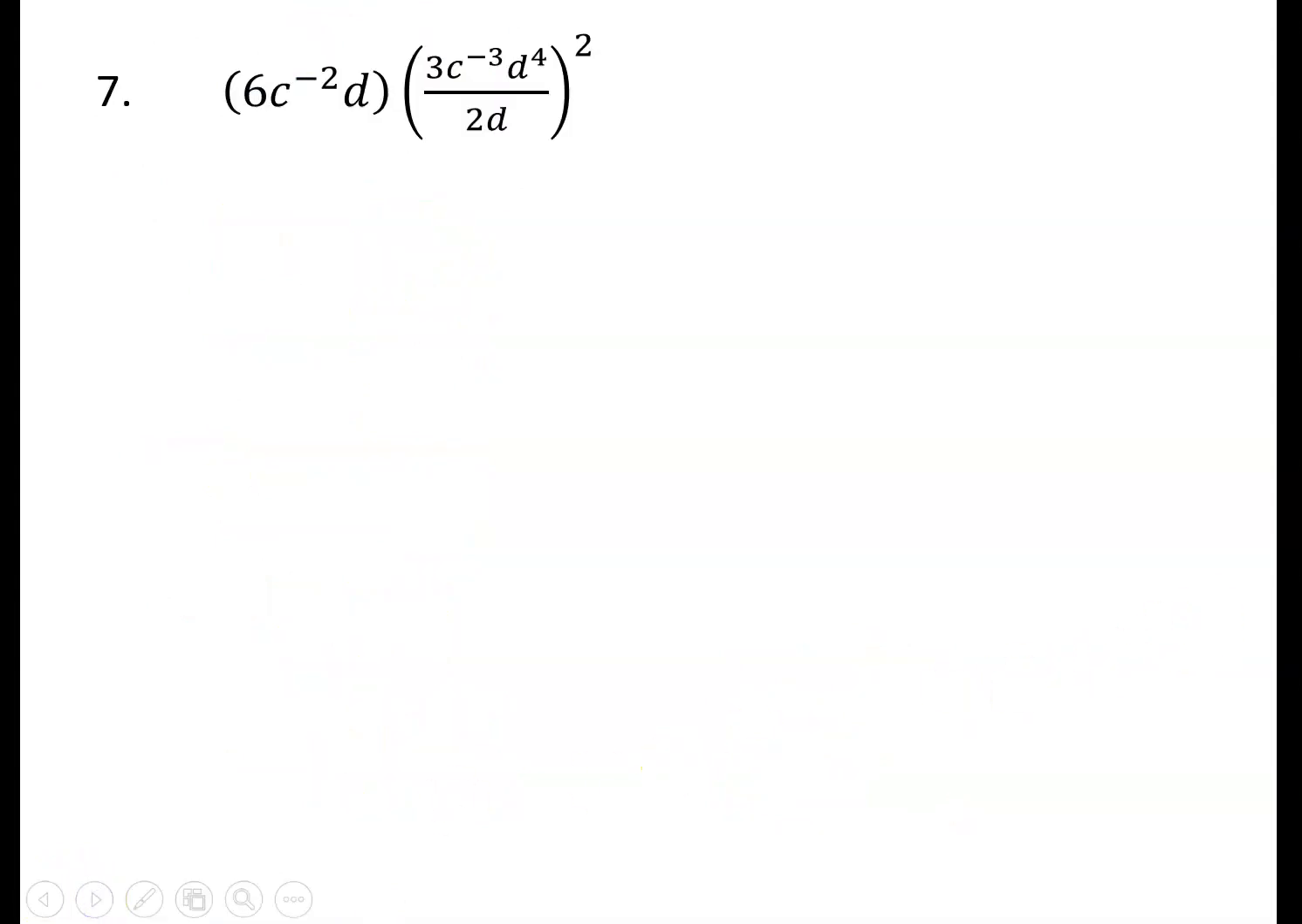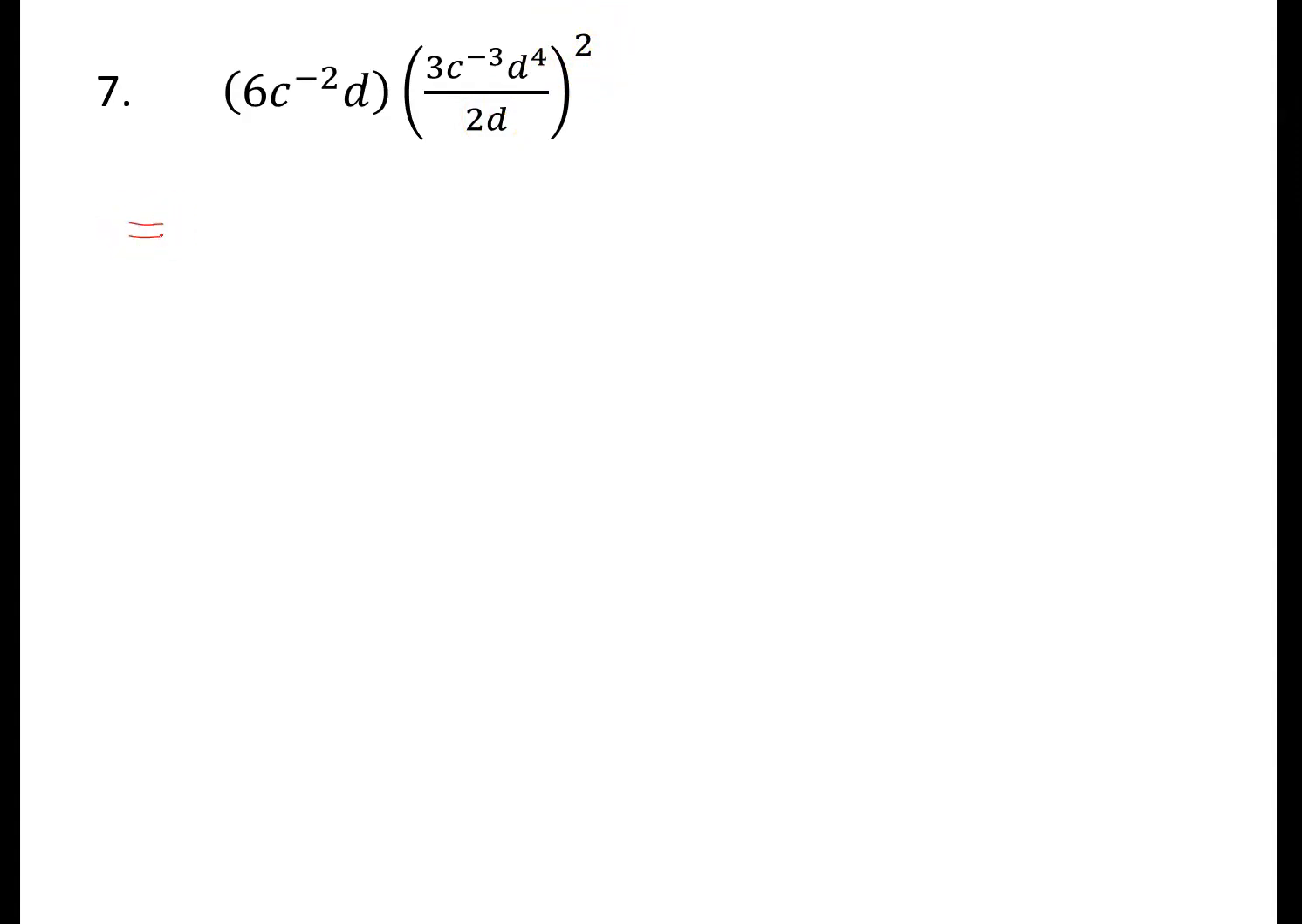Okay, this is our last example. Now, this second fraction here has an exponent on the outside, and that means I can't just start multiplying these together. I have to handle that outside exponent before I can multiply all of these.